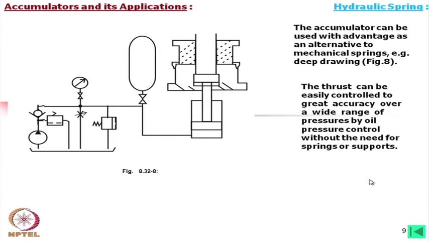The thrust can be easily controlled to great accuracy over a wide range of pressures by oil pressure control, without the need for springs or supports. This means, in case of a mechanical spring, you cannot change the spring constant. It can only take a certain amount of load depending on how much compression is possible up to the failure, of course. In this case, you can change the stiffness, the spring constant, because you can increase the pressure of the system by regulating the pressure, and your accumulator is selected accordingly.